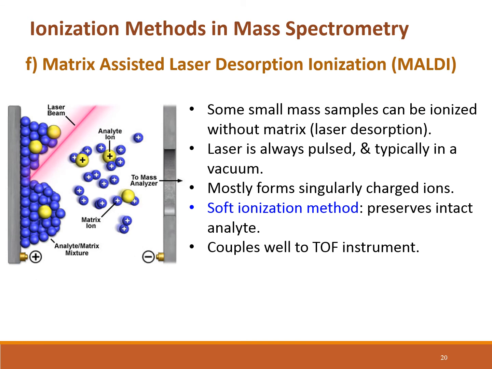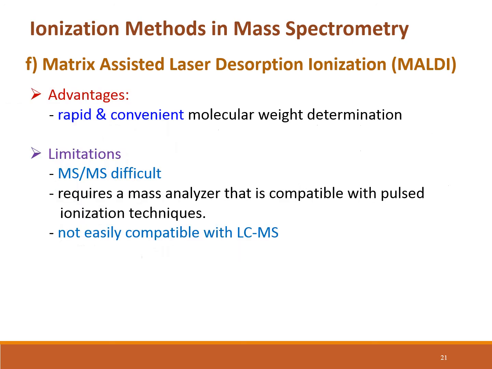In MALDI, some small mass samples can be ionized without matrix, by laser desorption. The laser is always pulsed and typically in a vacuum, and it mostly forms singly charged ions. So it is a soft ionization method. It preserves intact analytes, and it couples well with time-of-flight instruments. The advantages: rapid and convenient molecular weight determination. However, the limitations are that MS-MS is difficult, it requires a mass analyzer that is compatible with pulsed ionization techniques, and it is not easily compatible with LC-MS.